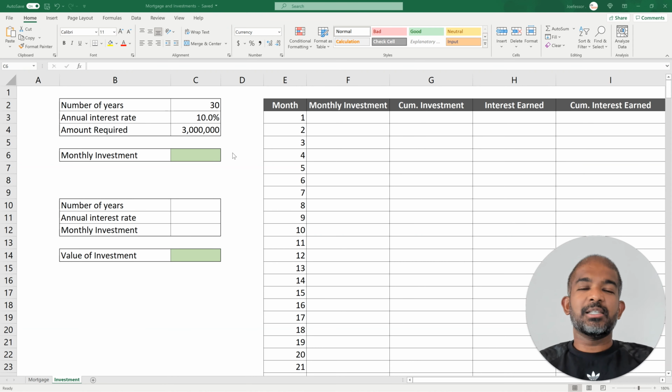Hello there. In this video, we are going to look at the math behind savings and investments, particularly about how your investments grow with time through the power of compounding.